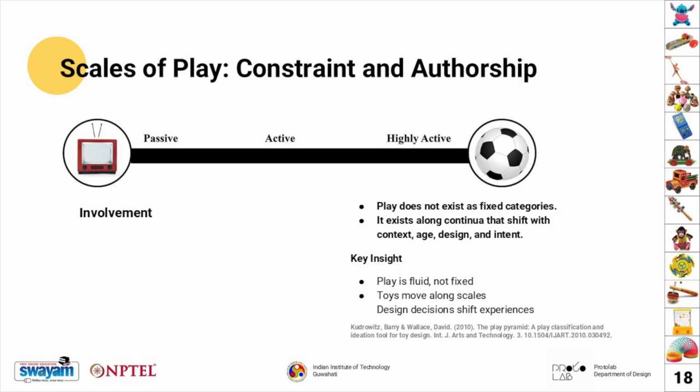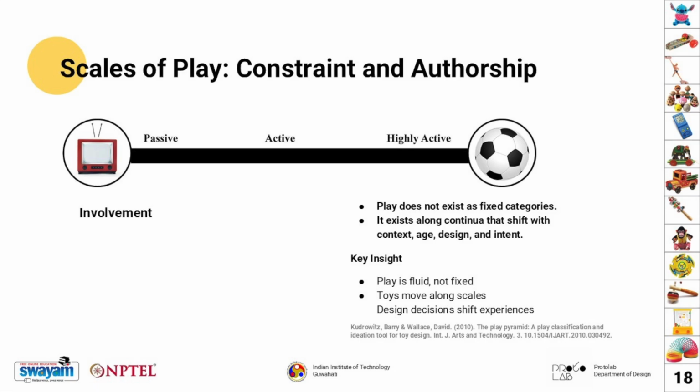The first scale looks at level of involvement. On one end, we have passive experiences where the child mainly observes, like watching a screen. On the other end, we have highly active play: running, kicking, climbing, or physically manipulating objects.